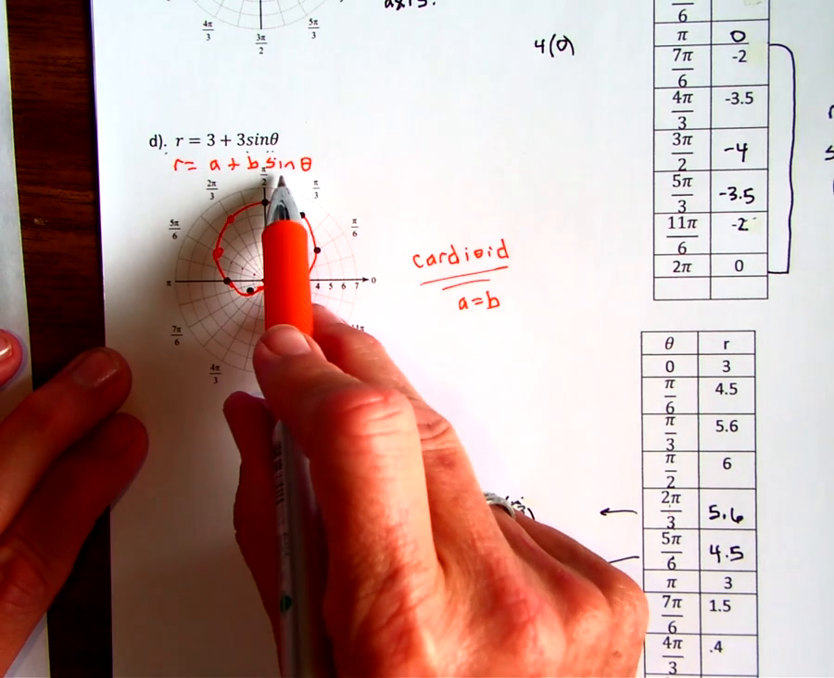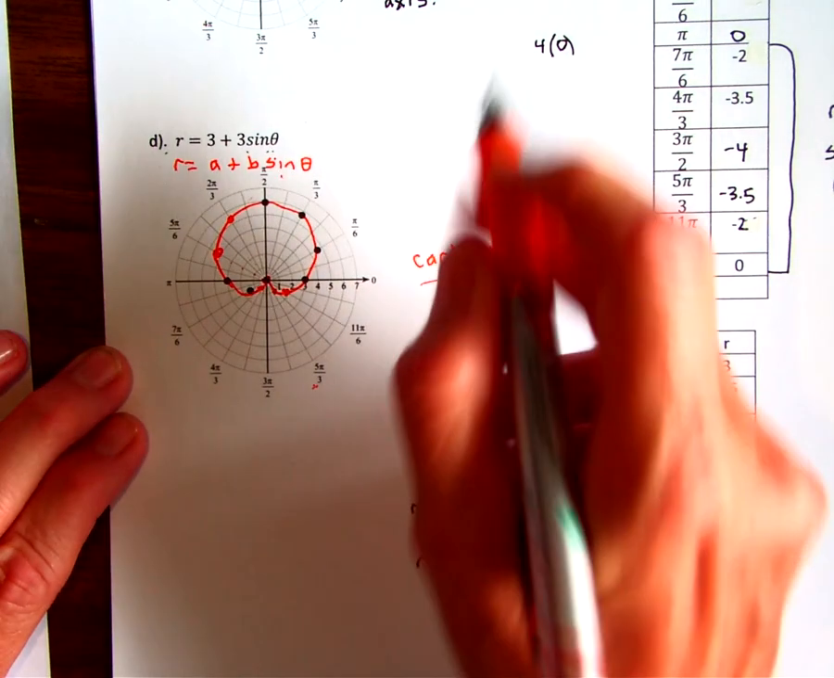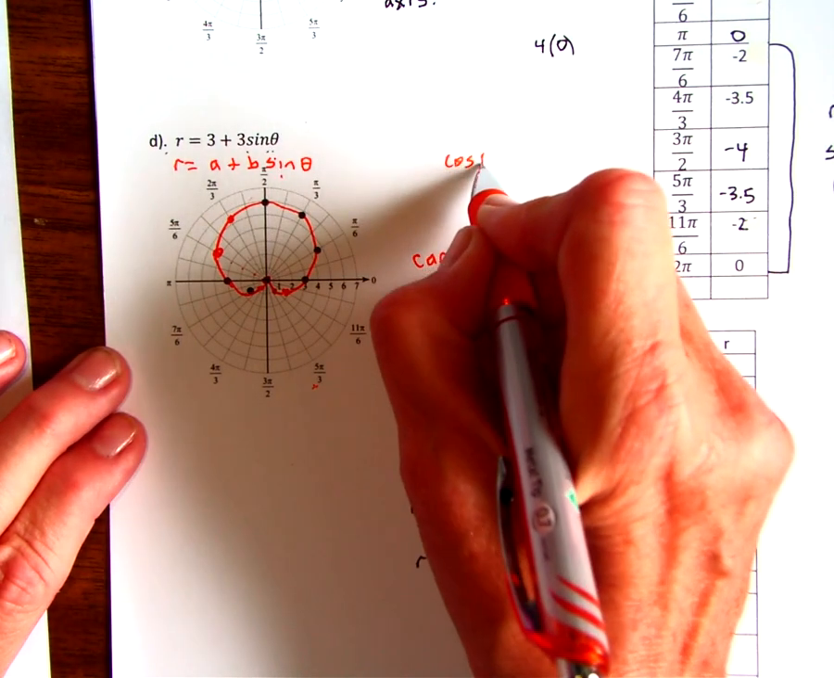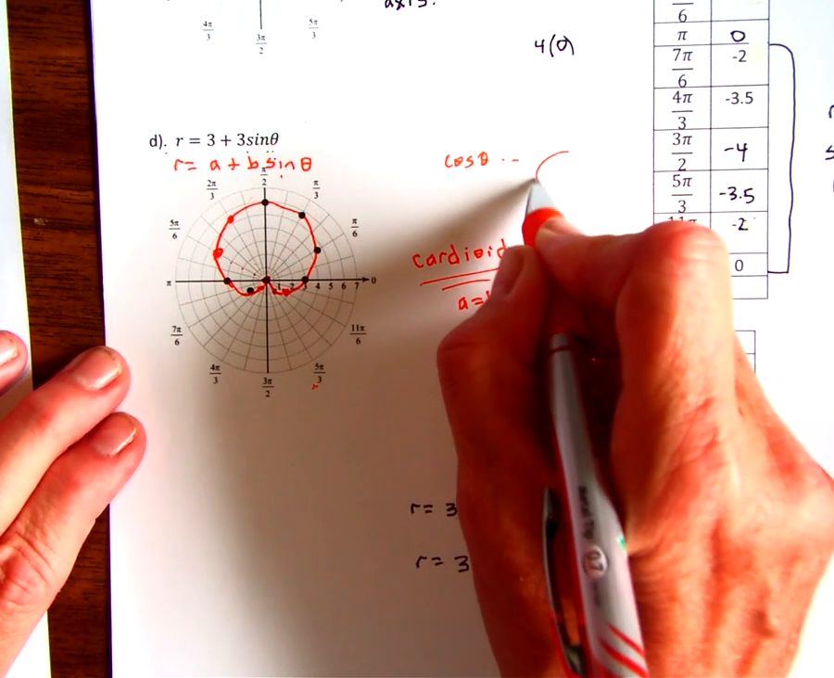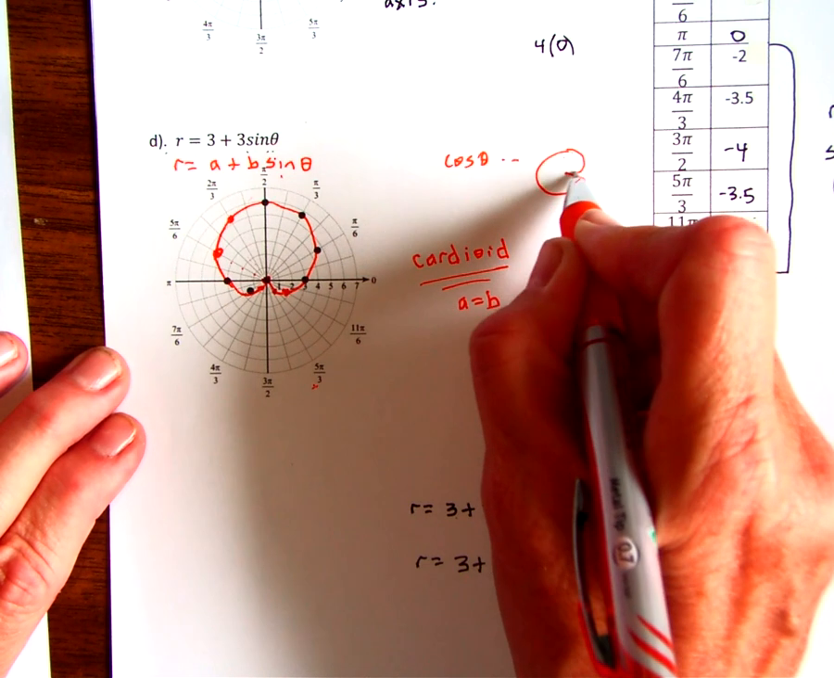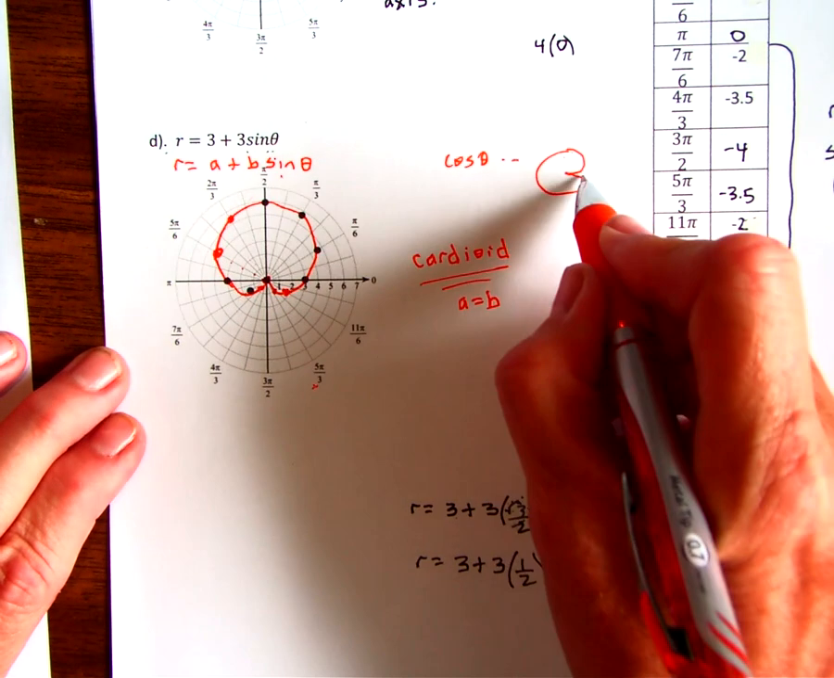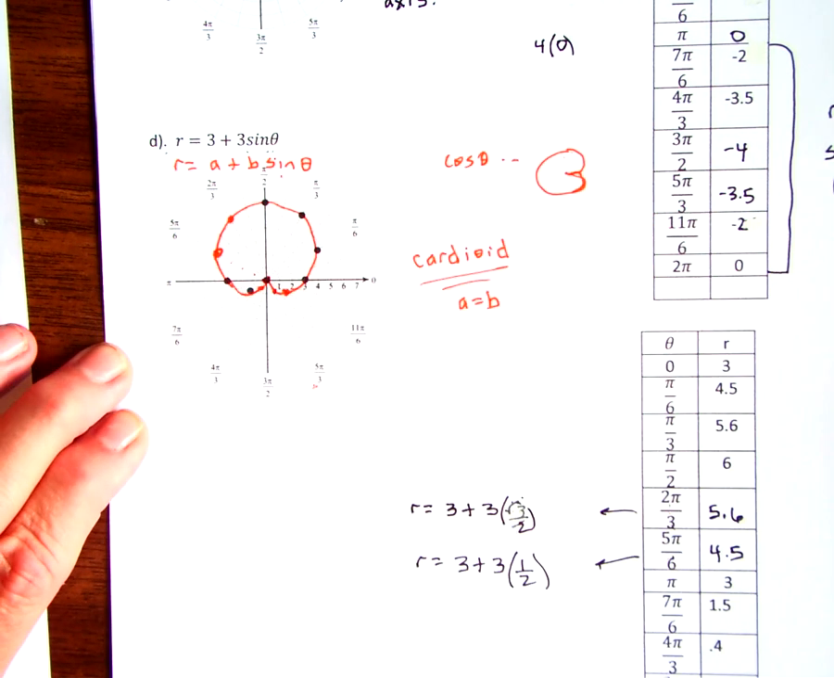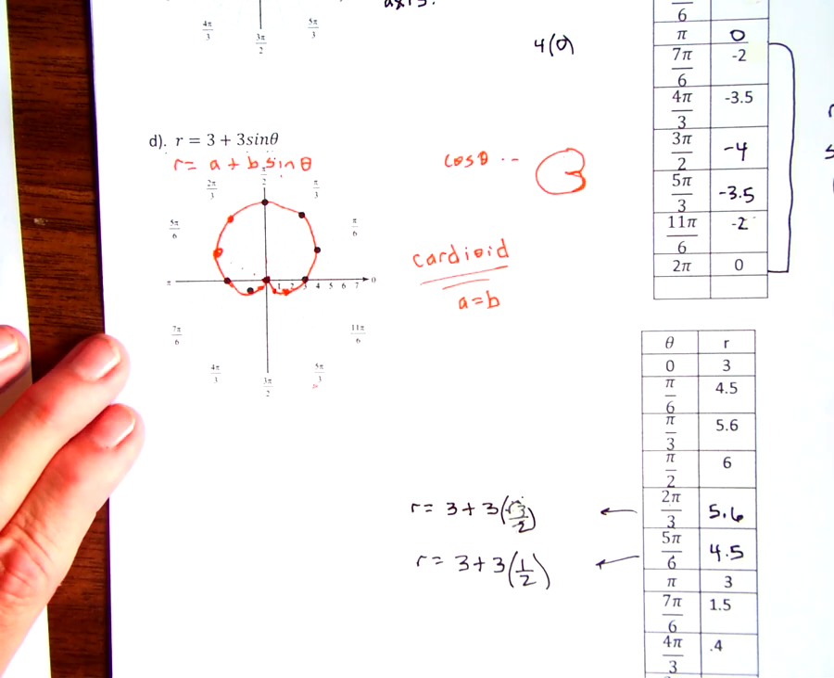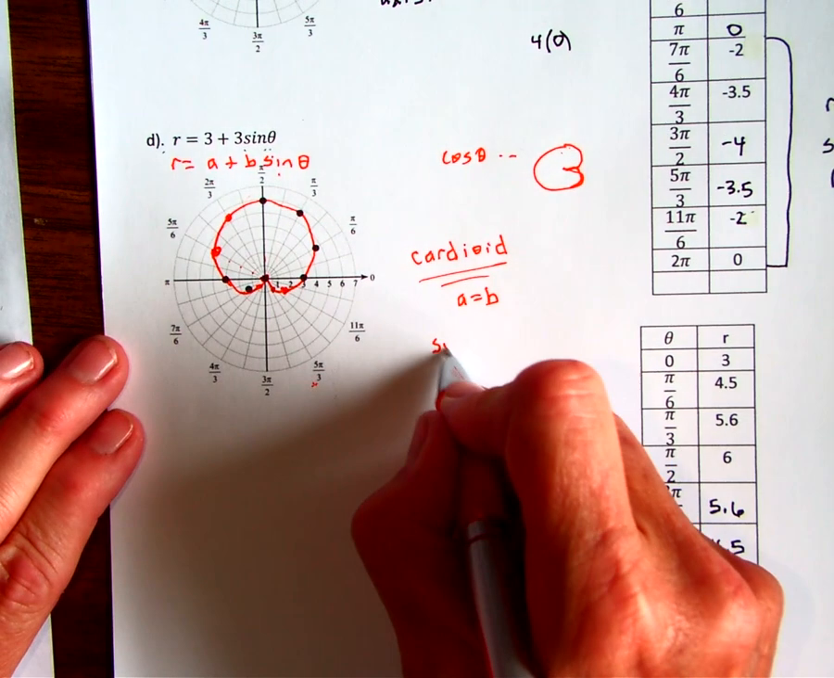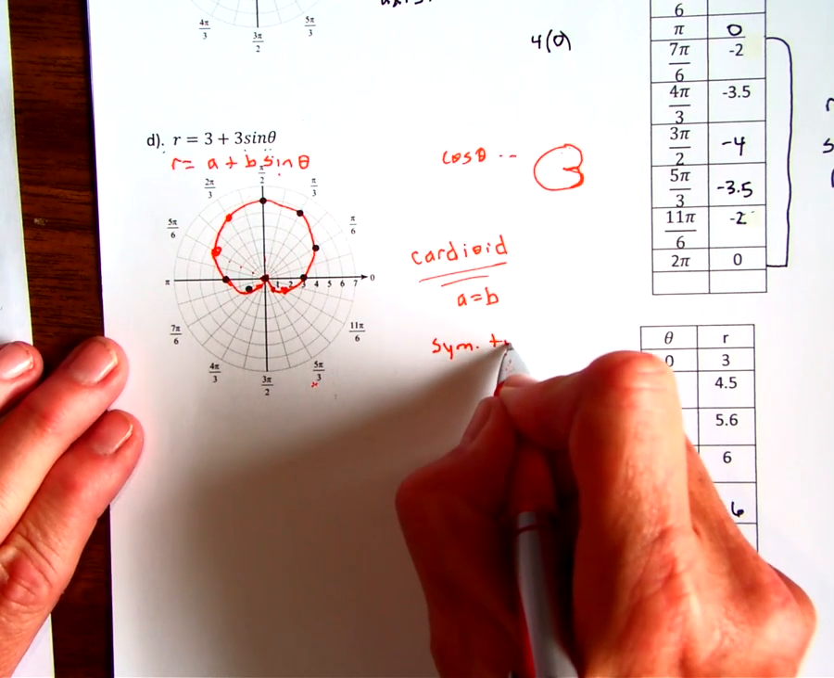If this was cosine, then our heart would go this way. Oh, that's not a very good heart. It looks more like a Pac-Man. All right, so sine goes up and down with the y-axis. And again, it is symmetric to the y-axis.